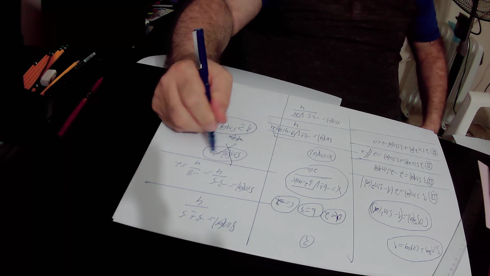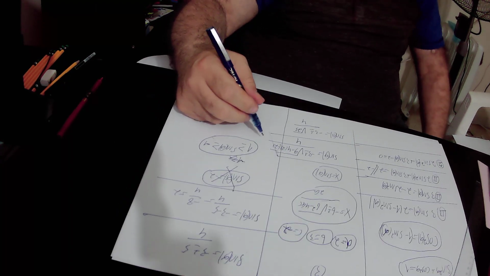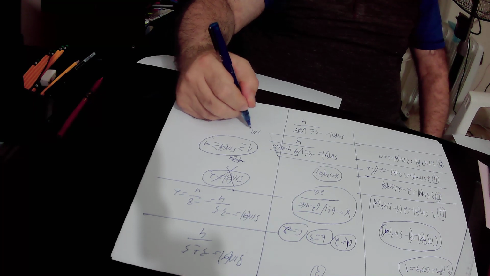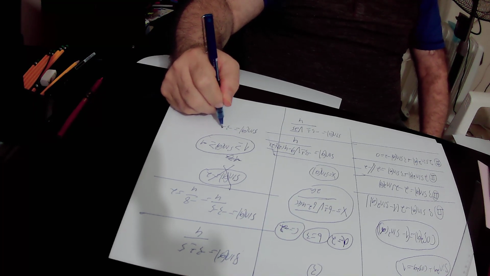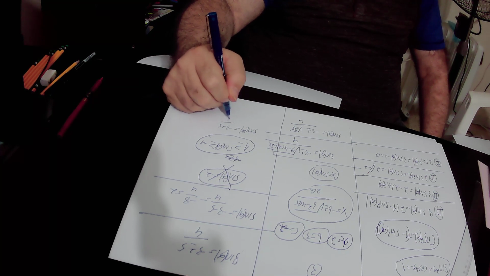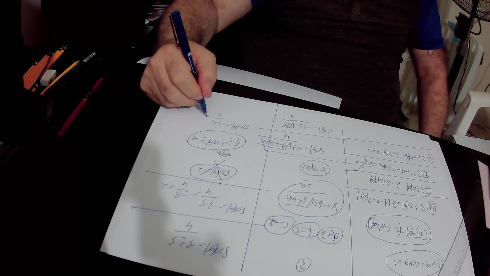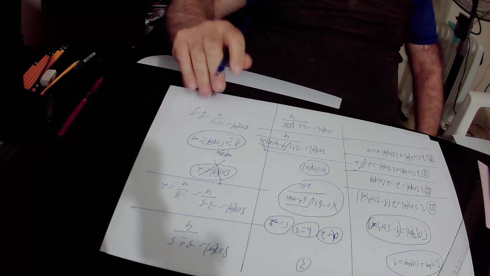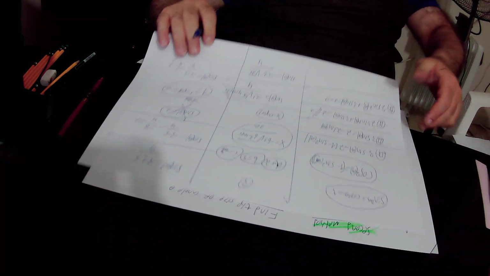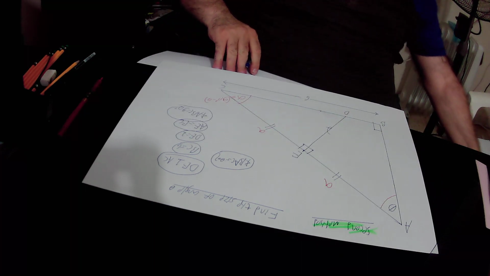We'll cancel this solution and we're left only with the second solution, that sine alpha equals minus 3 plus 5 over 4. Minus 3 plus 5 is 2, and 2 over 4 is 1 over 2. So we found out that sine alpha equals 1 over 2.